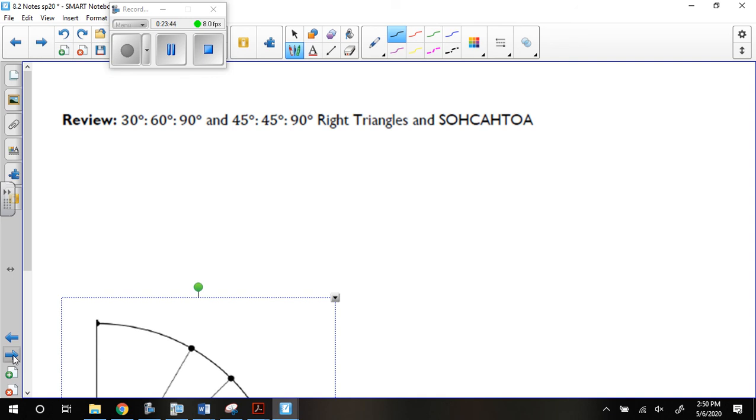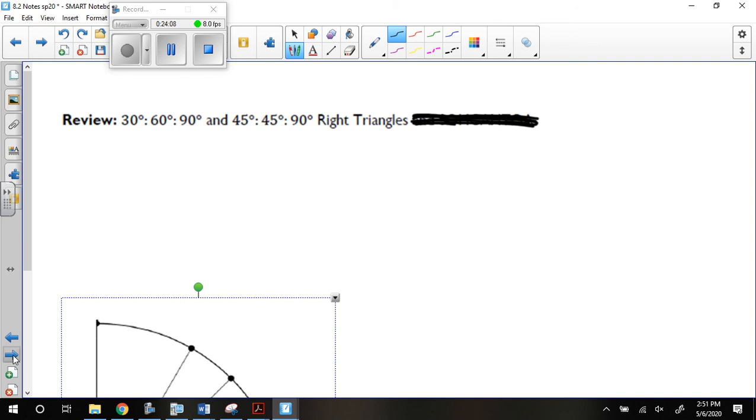I'm not going to use SOHCAHTOA. I'm going to use our special right triangles. Not even doing sine, cosine, and tangent. I don't think. Do I want to? Nah.